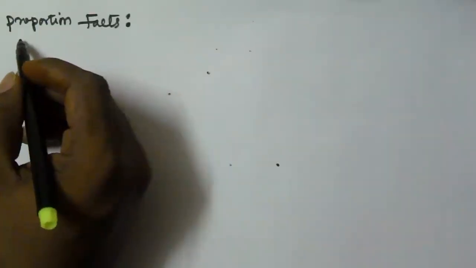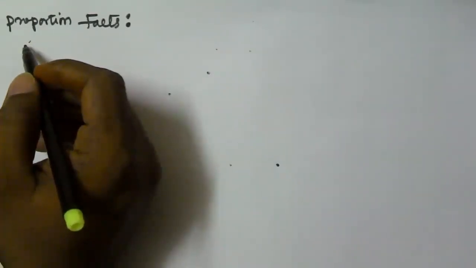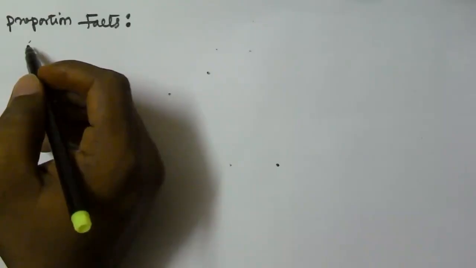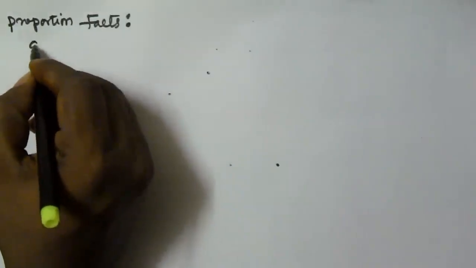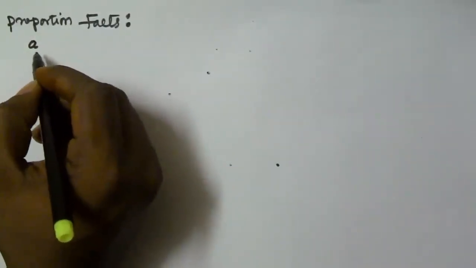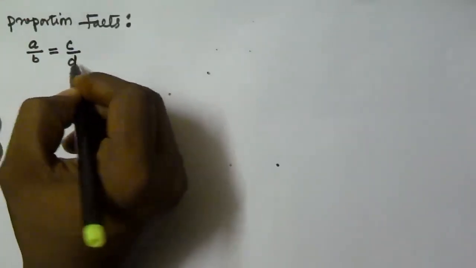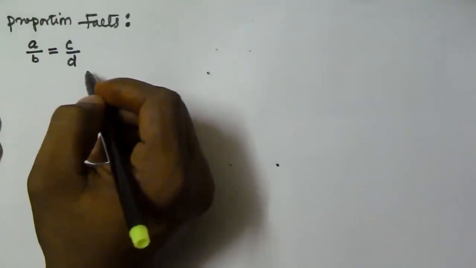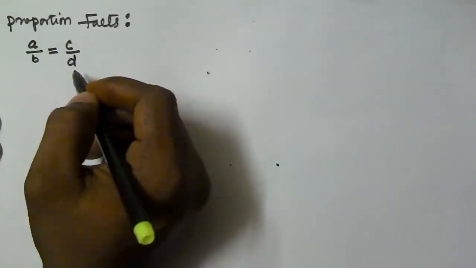Hello friends, in the previous video I told you the definition of proportion and how to represent it. So in this video we will see some facts about the proportion. As I told earlier, proportion is an equivalent of two ratios. So let us assume we have a proportion of four numbers A, B and C and D. So A by B is equal to C by D. So this is the proportion, the equivalence of two ratios.